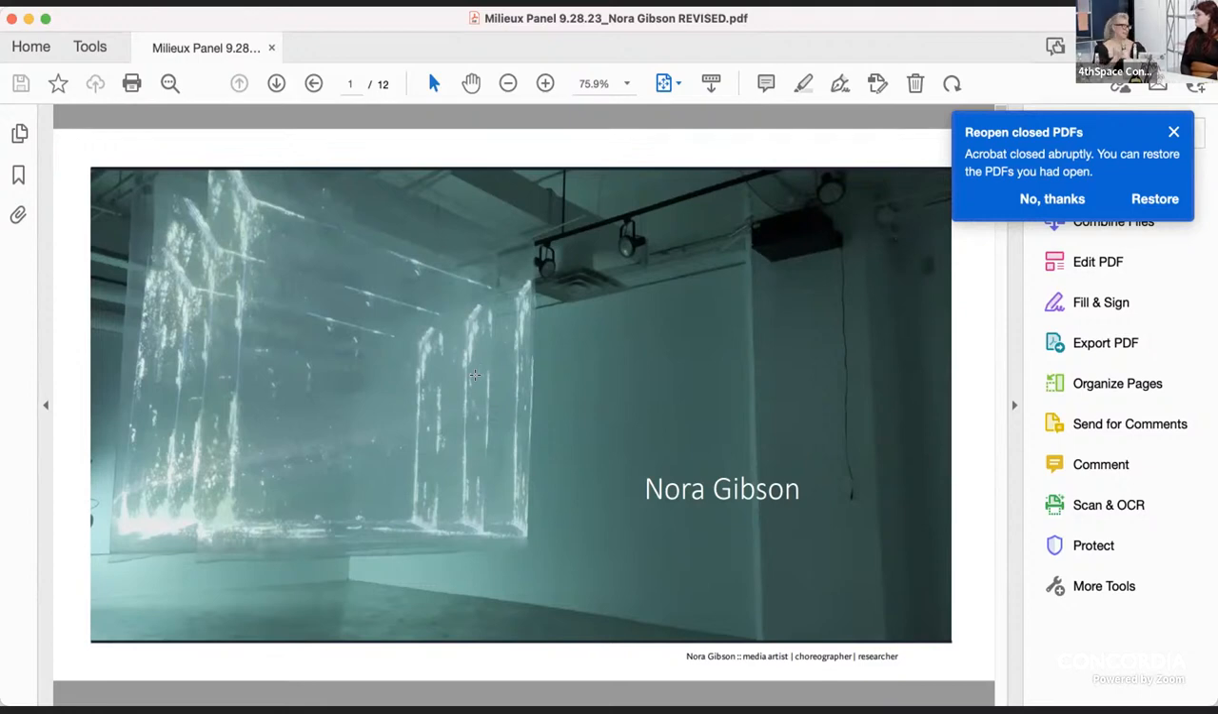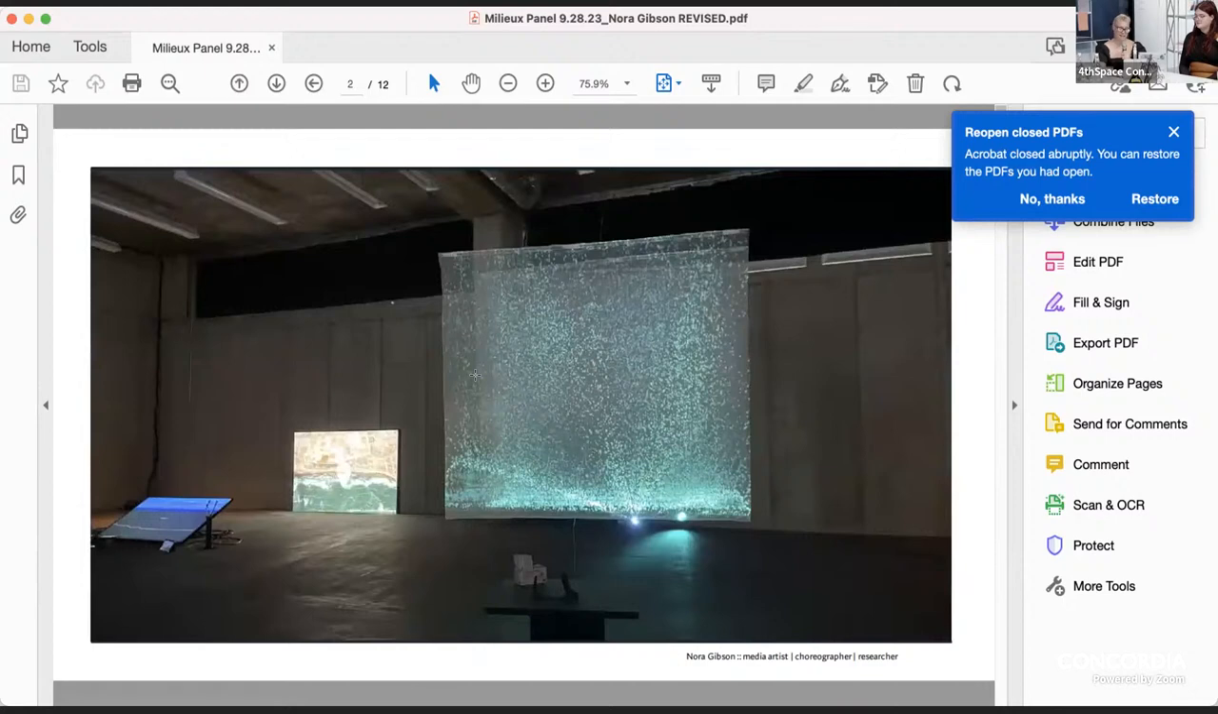And I sometimes scan the body and movement as well when I wish to have a physical representation of the body's form. So I have some pictures to give you a sense of the type of work that I do. That's the same work.